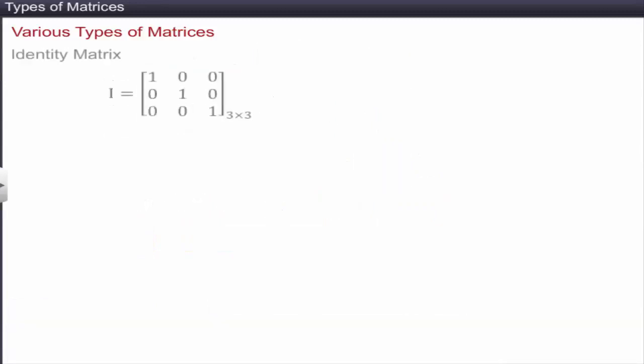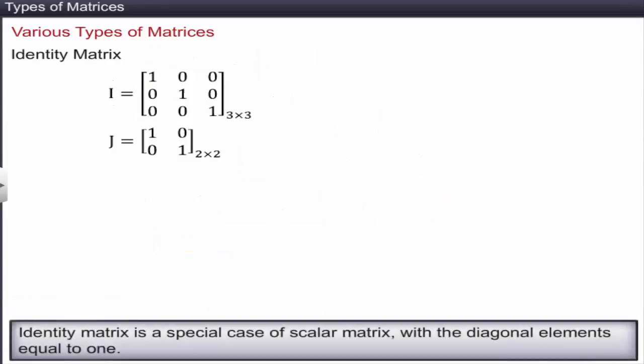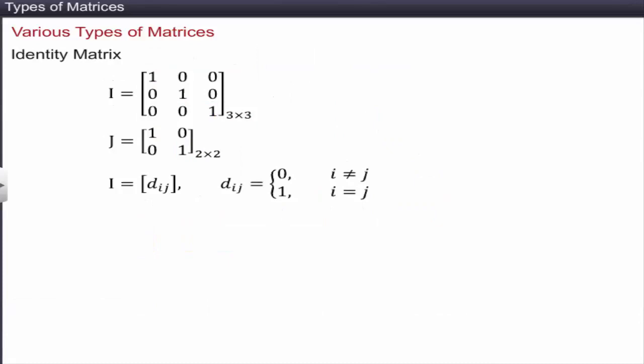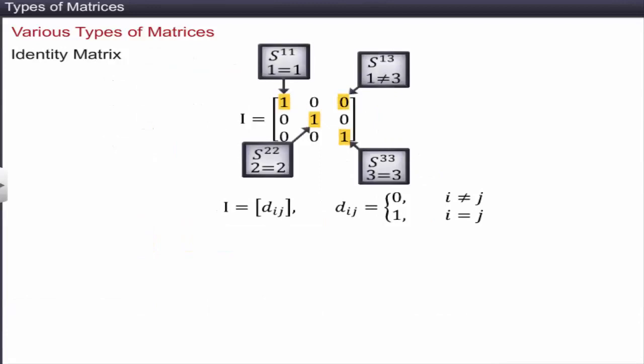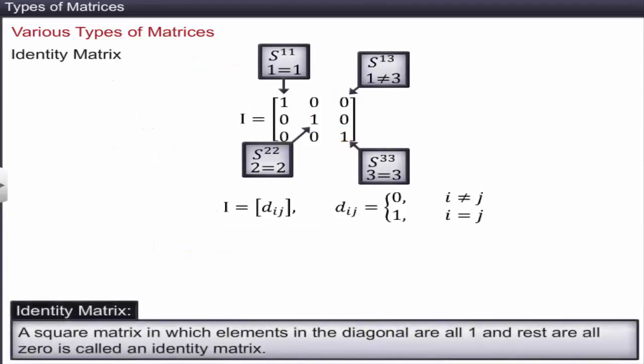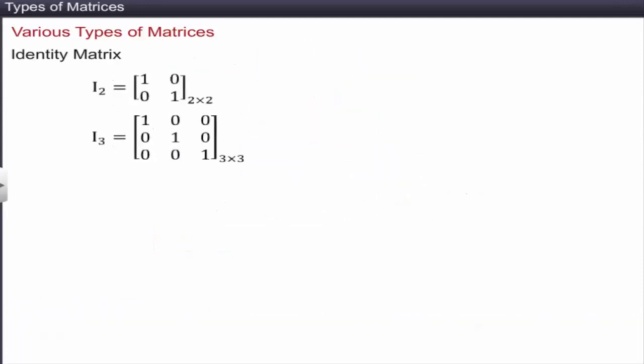In a scalar matrix, if all the diagonal elements are equal to 1, then the matrix is said to be an identity matrix. Identity matrices of order 2×2 and 3×3 are shown here. Identity matrix is a special case of scalar matrix with the diagonal elements equal to 1. General representation of identity matrix is shown here. The general representation is used to explore the example as shown. A square matrix in which elements in the diagonal are all 1 and the rest are all 0 is called an identity matrix. Identity matrices of different orders are shown here.